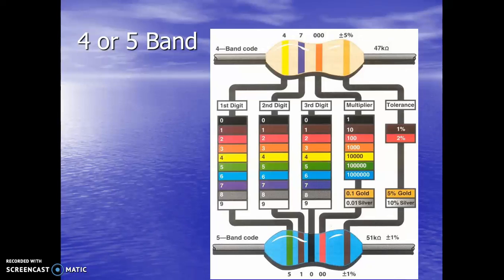So the process we're talking about is really no different. Okay, so the 5-band code is on the bottom, and we can see the green, brown, black, and red on the bottom. And then, of course, brown indicates plus or minus 1%. So this is a 51,000 ohm resistor on the bottom in blue. 51,000, and it's plus or minus just 1%.